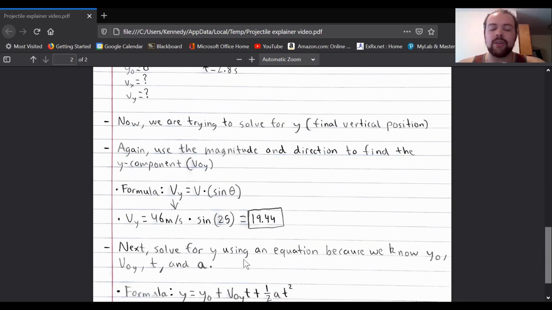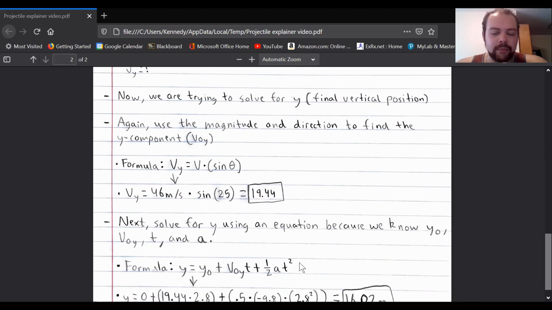And next, you solve for Y using a different equation because you know these four variables right here. You're given those, and you can figure those out from just knowing the problem. Like for example, the initial Y, you just know is 0. You just calculated this, and you're given these two, and you can infer the acceleration as I stated previously.